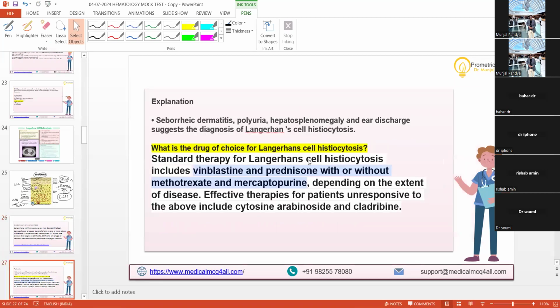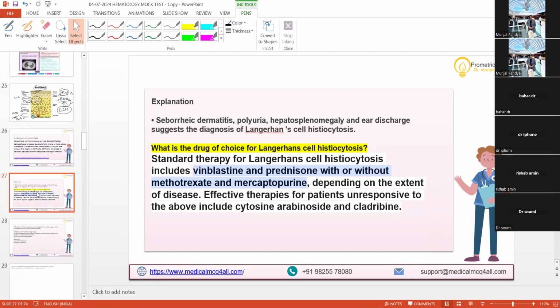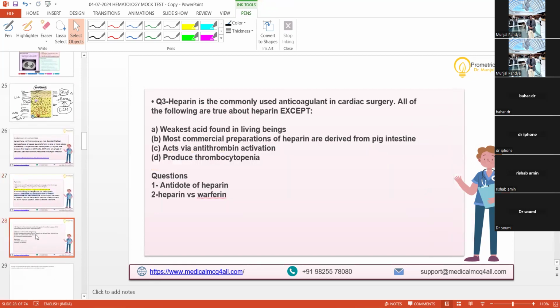So infection is the most common presentation, and how are you going to treat this patient? What is the treatment of choice for LCH? The standard therapy for LCH is vinblastine and prednisone. Vinblastine is a chemotherapy and prednisone is a steroid. It is the primary treatment, and you may add methotrexate and mercaptopurine. That's it. This is how we have to think of LCH. So this is the second question. You can check your score: what was your answer and what is the real answer?